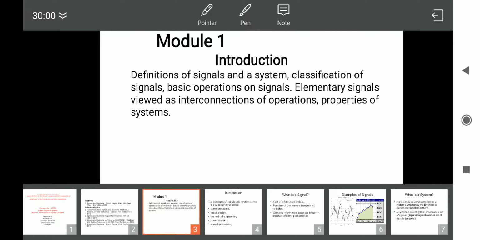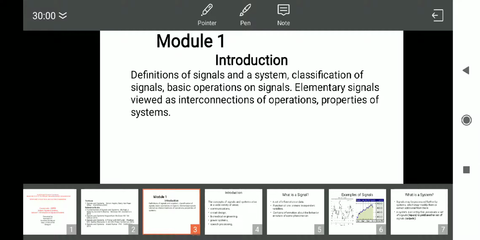Next is elementary signals viewed as an interconnection of operations. So some signals are interconnected, and there we are expecting an output operation or output. That is an interconnection operation. Then properties of systems. Some different properties are there which are related with these basic signals. So those are stability, causality, invertibility, dynamicity. These are some of the properties which are there in the very first chapter.